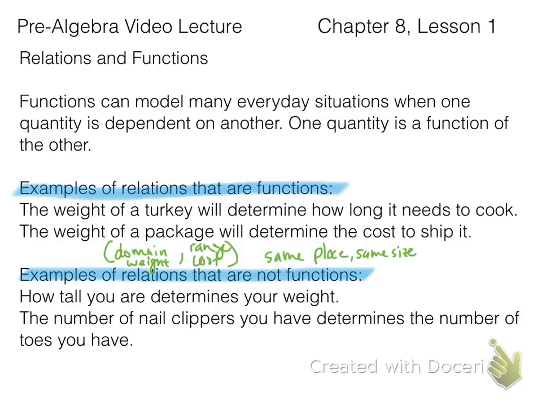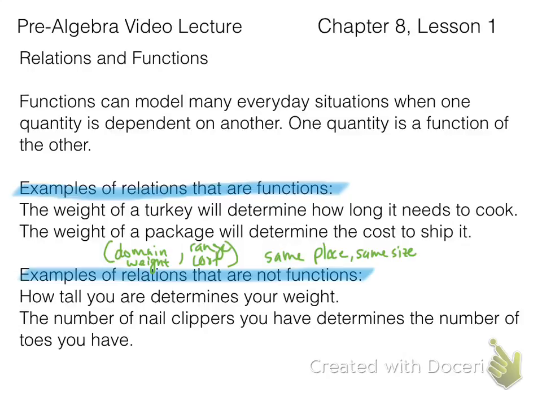All right, so here are some relations that are not functions. How tall you are determines your weight. You could have a really tall person that doesn't weigh a lot and a really short person who weighs quite a bit. So again, your height does not determine your weight, and your weight does not determine your height. We could have 2 people that weigh the exact same amount, like 140 pounds, but have different heights. Okay? So again, see how this works out.